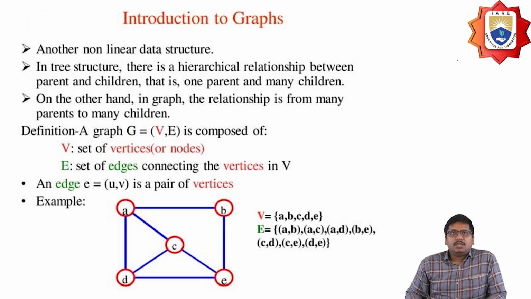A graph is a data structure. In a tree structure, there is a hierarchical representation between parent and child, meaning one parent and possibly many children. On the other hand, in a graph, the relationship is from many parents to many children.